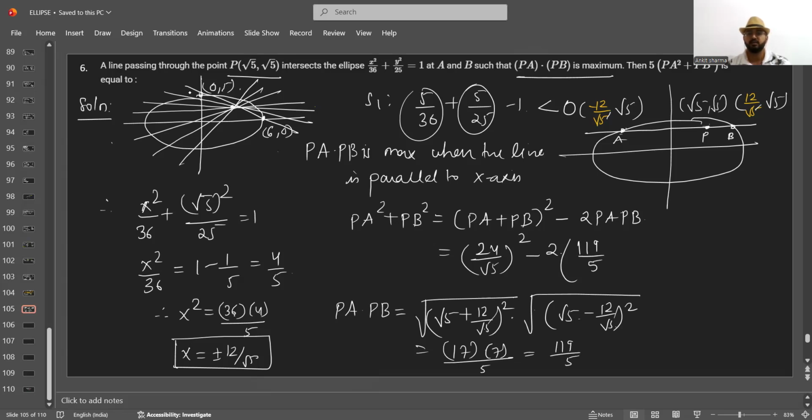That means I get 24 square is 576, and then minus 2 times 119, which is 238, upon 5. So we'll multiply by 5. From here I get 576 minus 238, which is 338 by 5. So the answer would be 338.